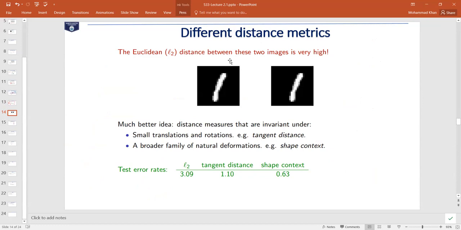For example, we can use some image matching specific algorithms. For example, rotation and translation invariant algorithms like tangent distances, or using shape context. They are defined mainly for finding object similarity. So if we use them as a distance metric, then the accuracy of the algorithm increases even more. For example, if you use tangent distance, the accuracy becomes almost 98.9%. And if we use shape context, it's even more than 99%.